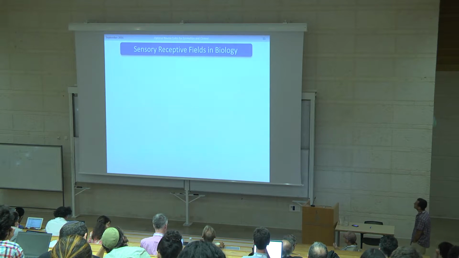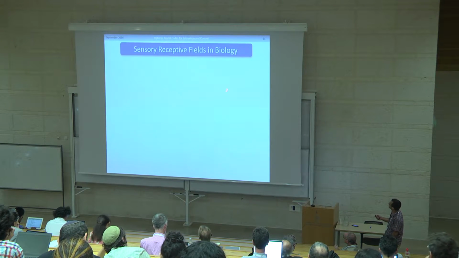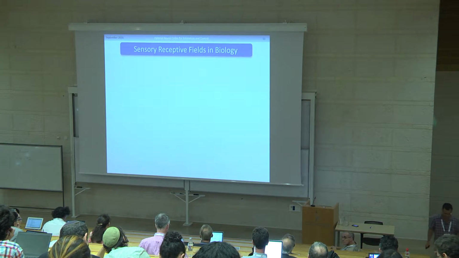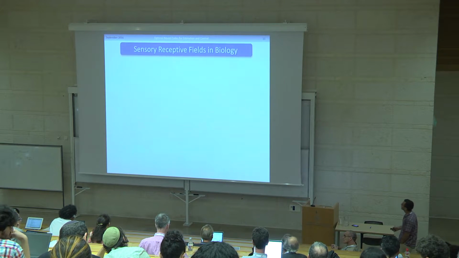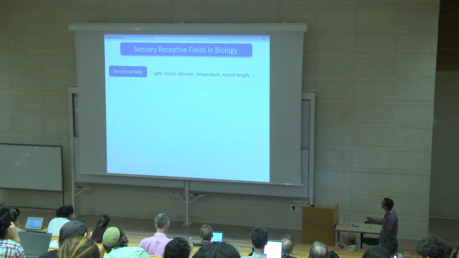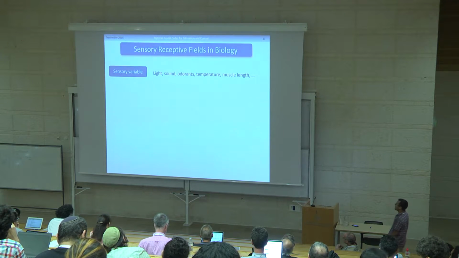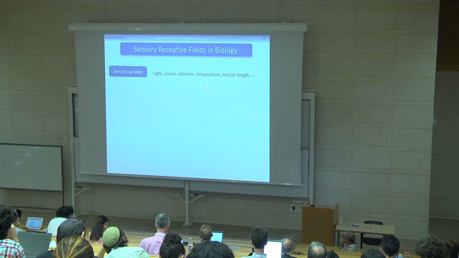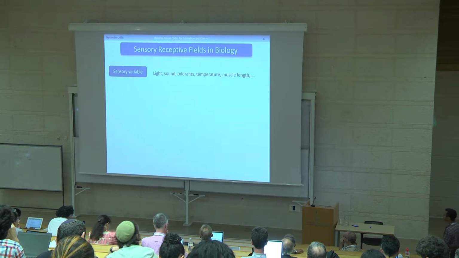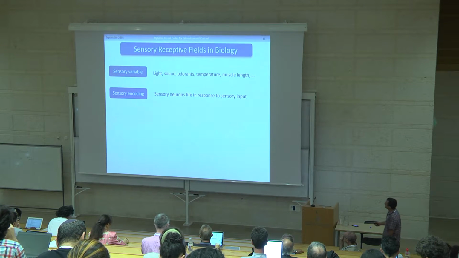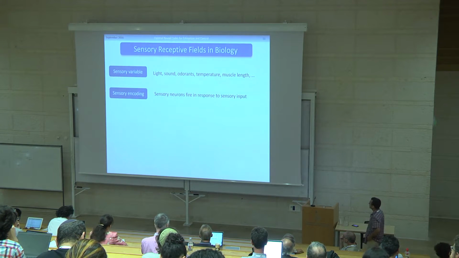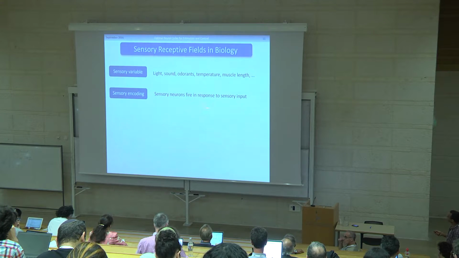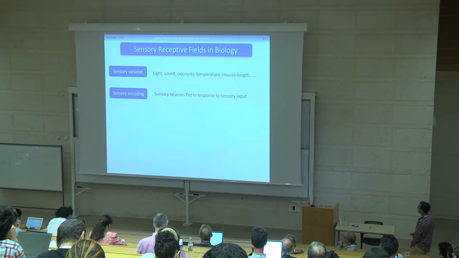So let me start with a brief experimental motivation, and since I know many of you are not coming from a neuroscience or biology background, I will spend just a minute or two defining basic aspects of sensory receptive fields. So we know that there are multiple types of sensory variables which affect biological systems, like light, sound, odorants, temperature, etc. Now, sensory encoding, and again, I don't like the word encoding in a closed-loop control setting, but I will use it, is the way sensory neurons fire in response to sensory input.